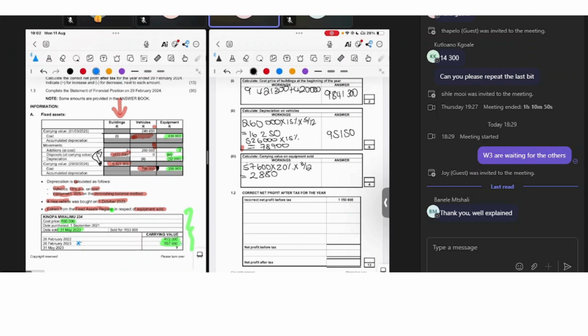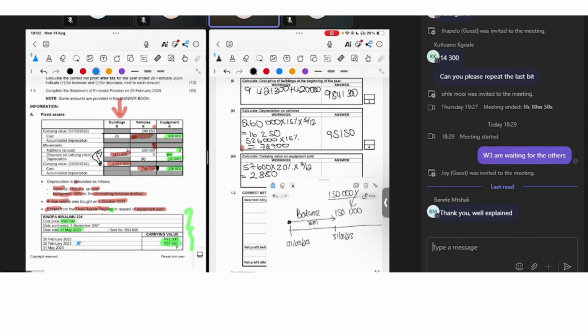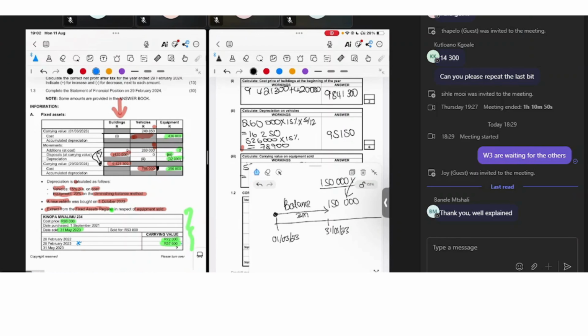To be honest, I'm just on the 3 months. Let's go back to the 3 months. We are being told this is when it was sold. So do you understand that after the 31st of May, we no longer have this equipment? We bought this on the 1st of September 2021, meaning we had it at the beginning of the year. We had it from the beginning of the year, but we didn't have it after the 31st of May.